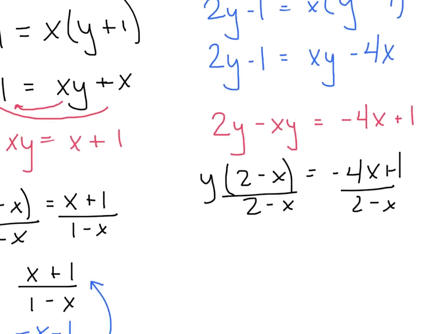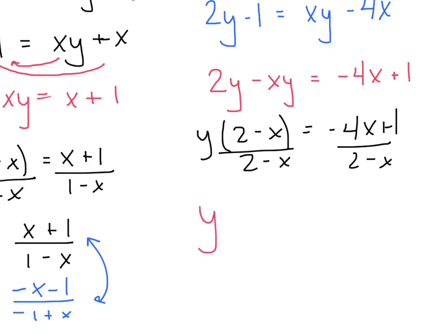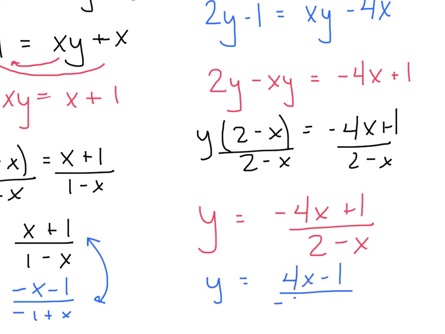So I get y equals negative 4x plus 1 all over 2 minus x. And I just want to be clear, that's equivalent to, just change everybody's sign, positive 4x minus 1 all over negative 2x, or I'm sorry, negative 2 plus x. And there you have it. Nice job on the inverses.